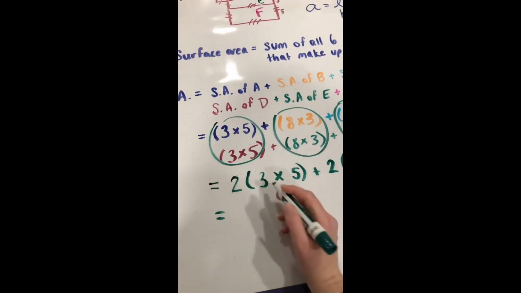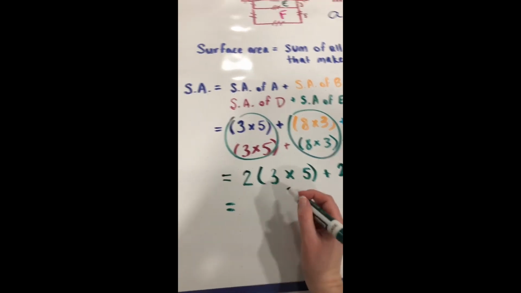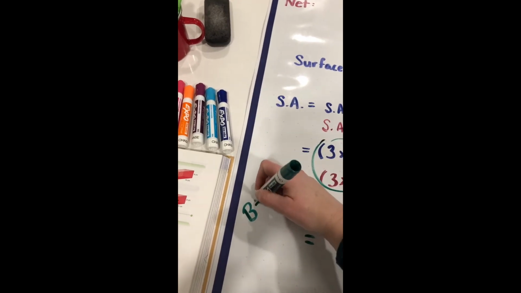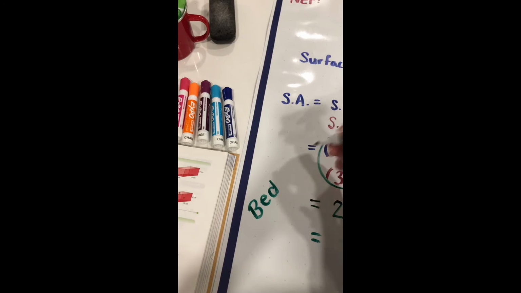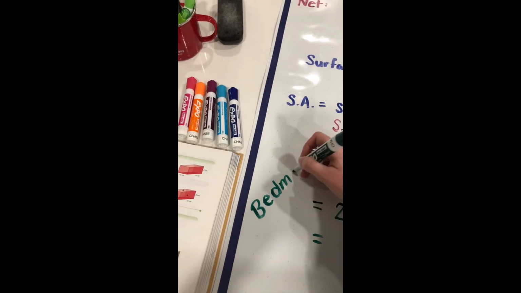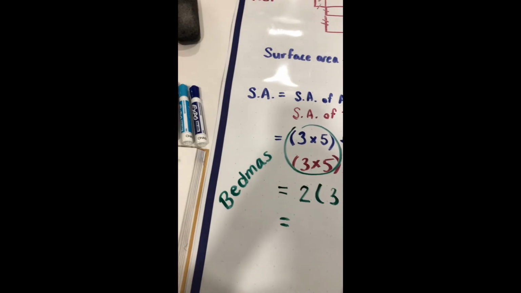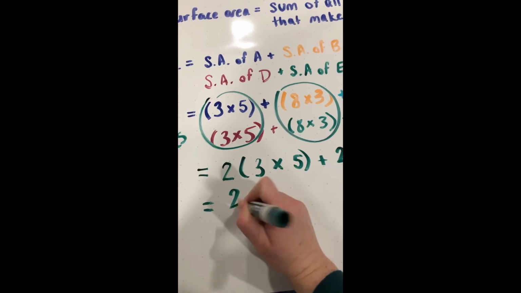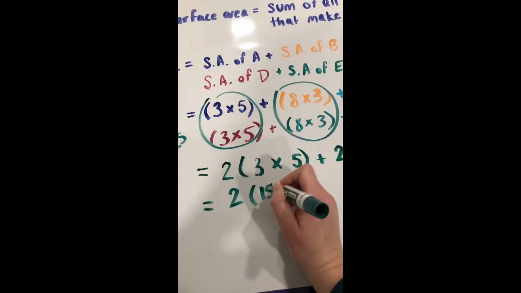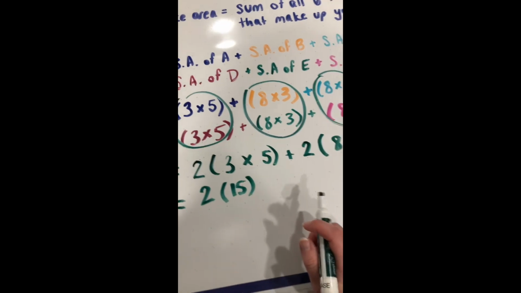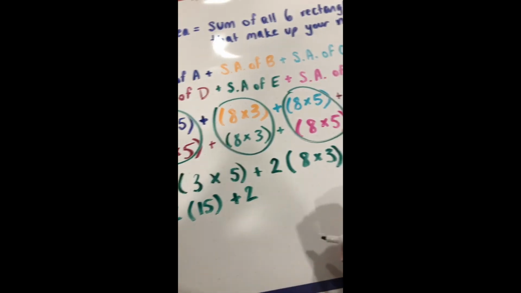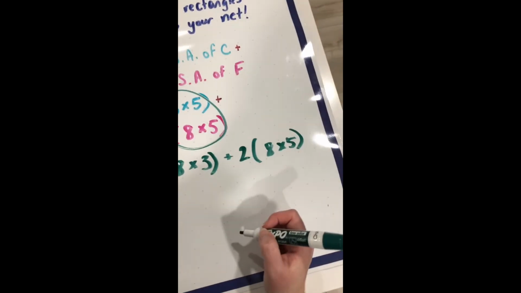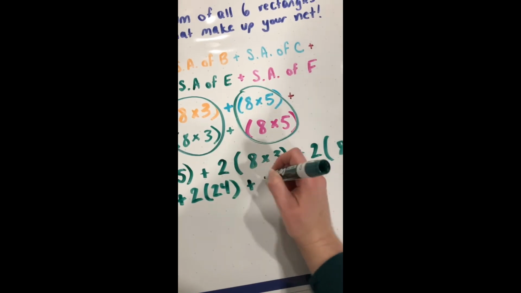Okay, so we want to do the brackets first. Remember, BEDMAS, brackets, then exponents, then division and multiplication, then addition and subtraction. So we want to do the brackets first. Okay, so we've got 2 times what's in our bracket is 3 times 5, so 15. 2 times 24 plus 2 times 40.